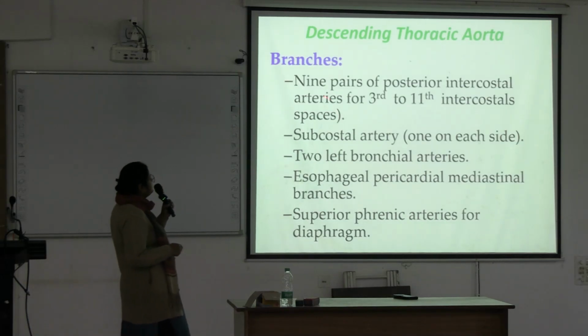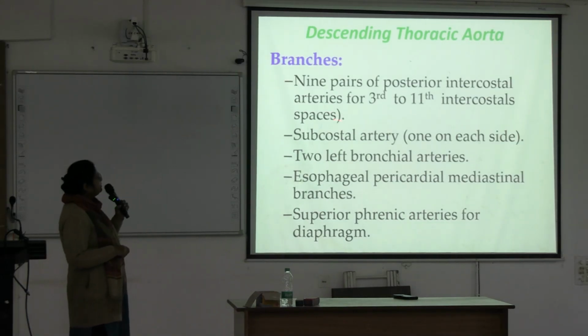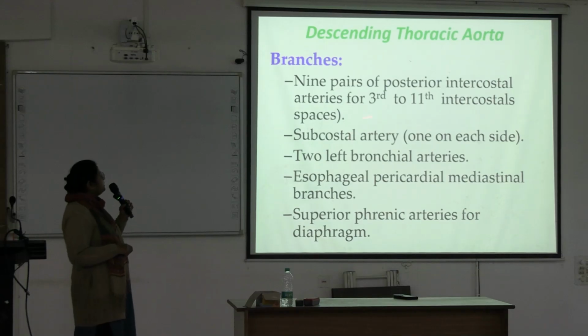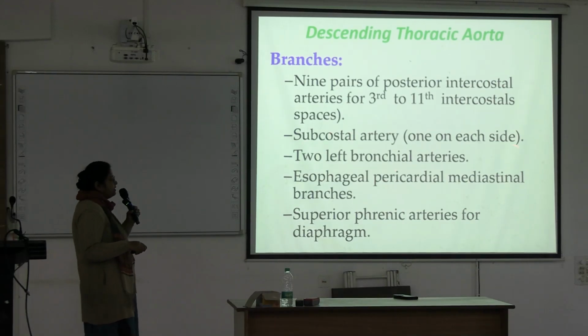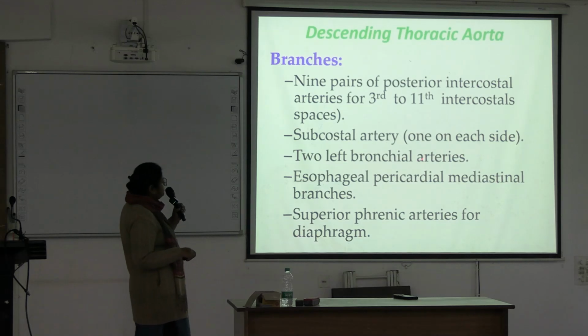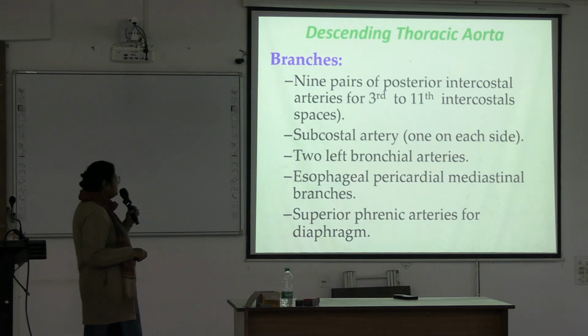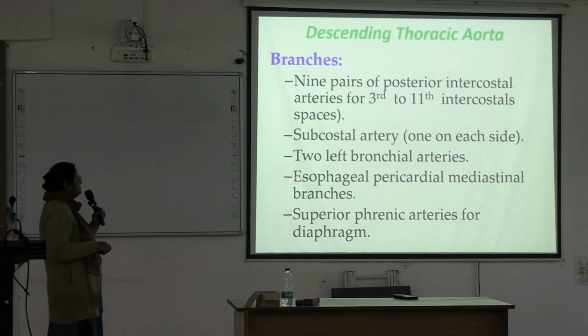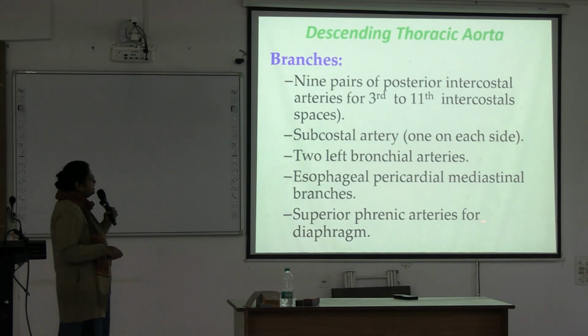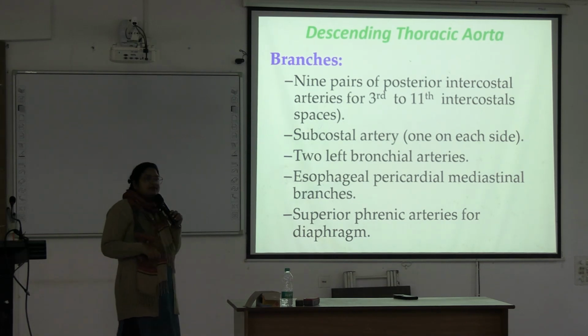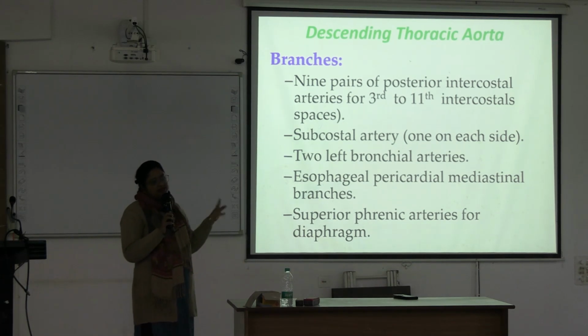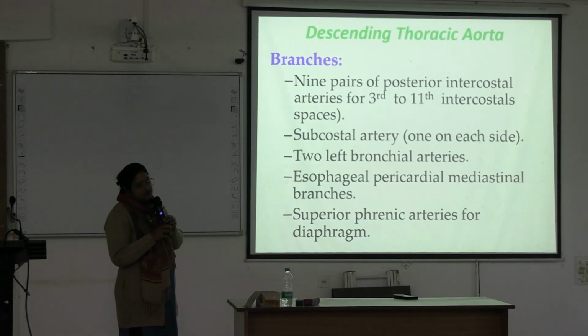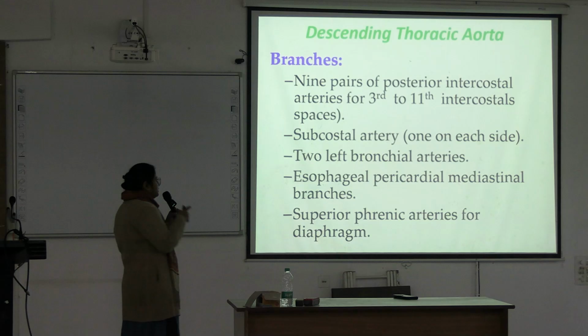These are the branches: 9 pairs of posterior intercostal arteries for the 3rd to 11th intercostal spaces, subcostal artery, one on each side, and 2 left bronchial arteries, esophageal, pericardial, mediastinal branches, and superior phrenic arteries for the diaphragm. You know these names. These names will be asked in your OSPE; you have to identify them. So for the descending thoracic aorta, prepare the branches.